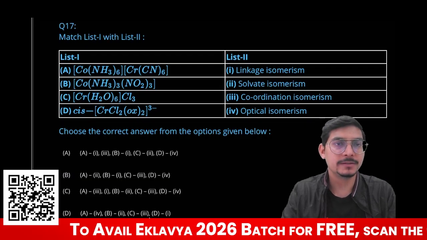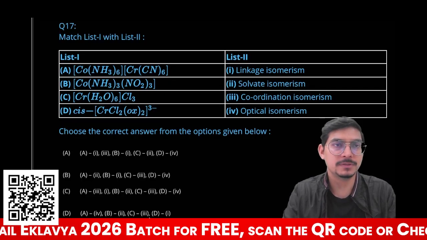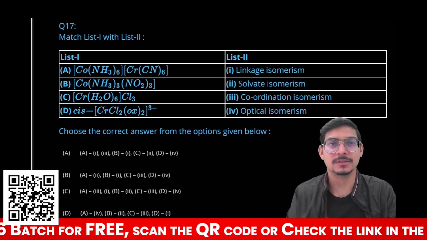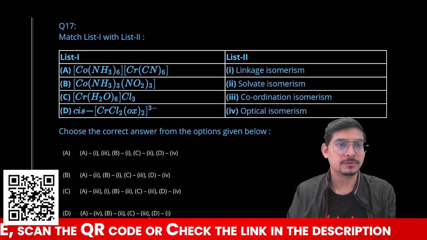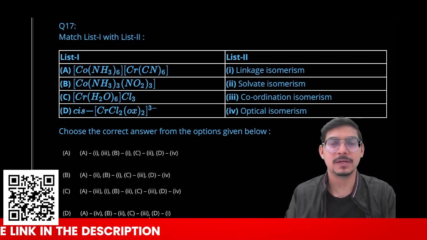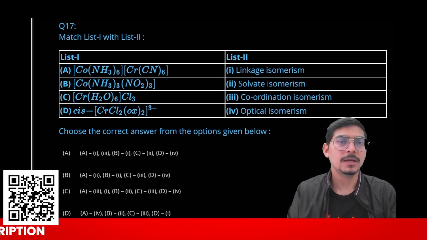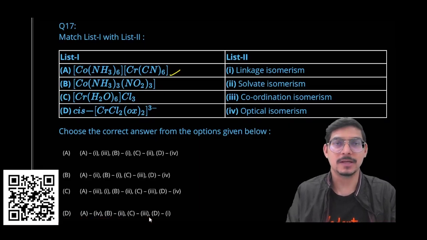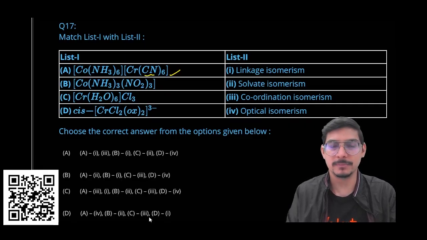Hi everyone. In this question, we have to match the items in list 1 with the options given in list 2. And we are given 4 coordination compounds and we have to match with the type of isomerism that these complexes exhibit. In the first case, we have this complex in which the cation as well as the anion are both coordination entities. You can see that the ligand in one of the coordination entities is cyanide, which is an ambidentate ligand and which exhibits linkage isomerism.